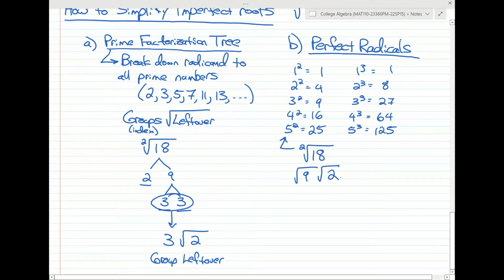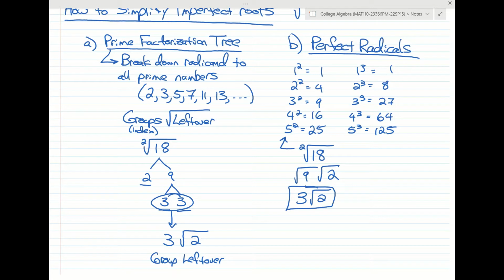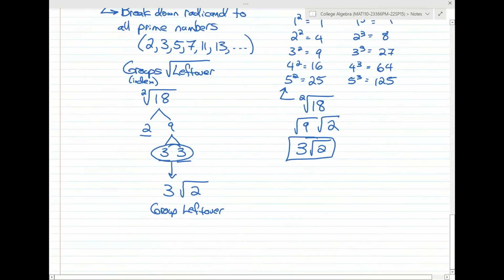We're looking for the largest perfect square to go into 18. The square root of 9 is just 3. That's the same answer we got before, but it required knowing perfect squares, and it's a little more advanced to do it that way. Most people prefer to make the prime factorization tree. Let me show you another example.